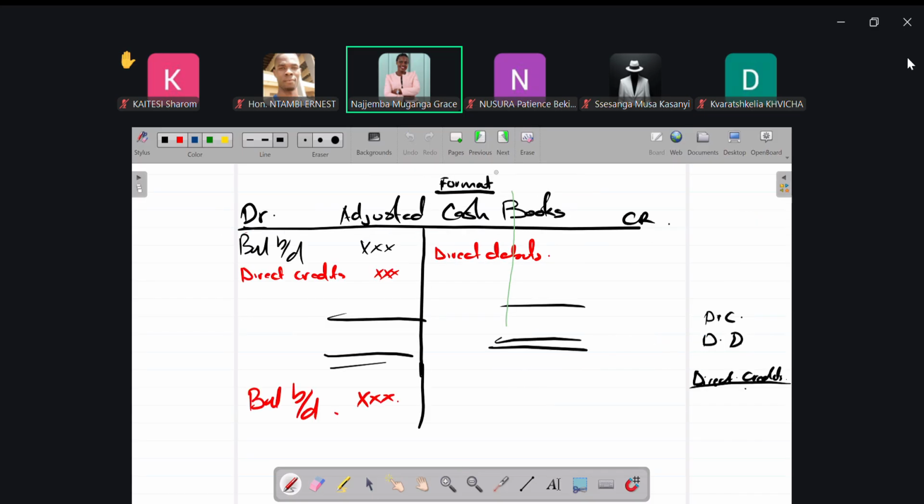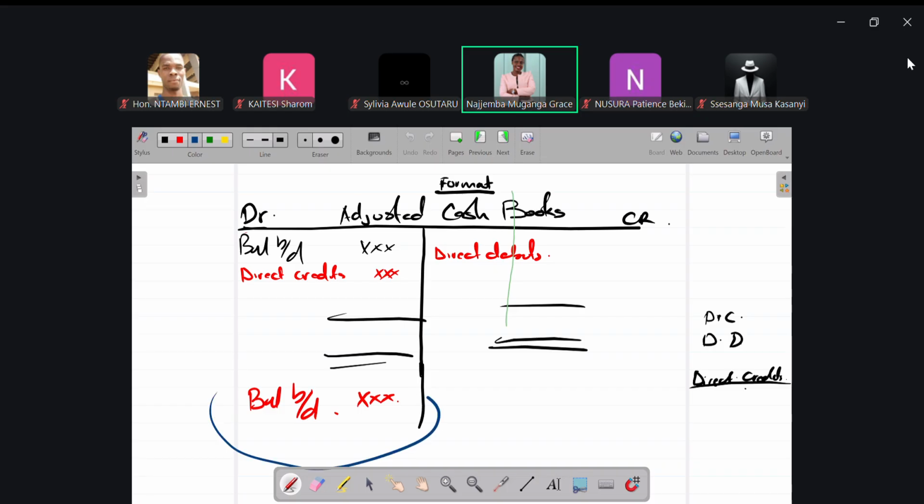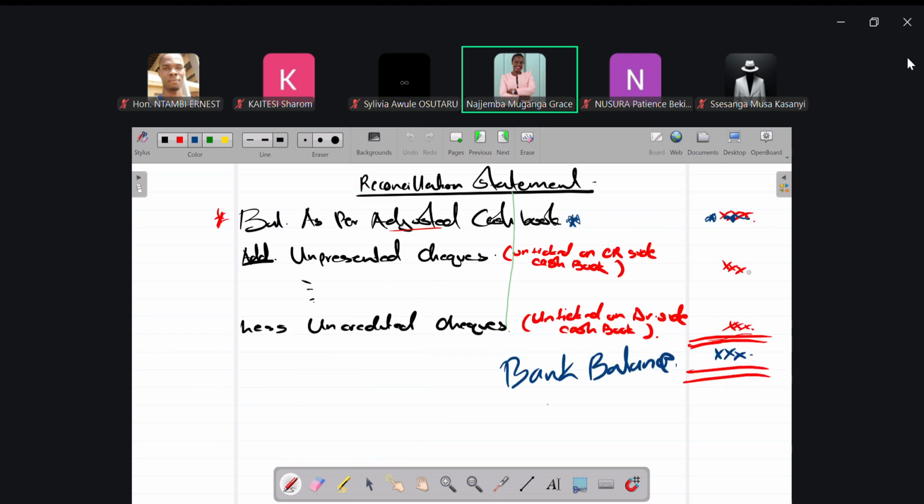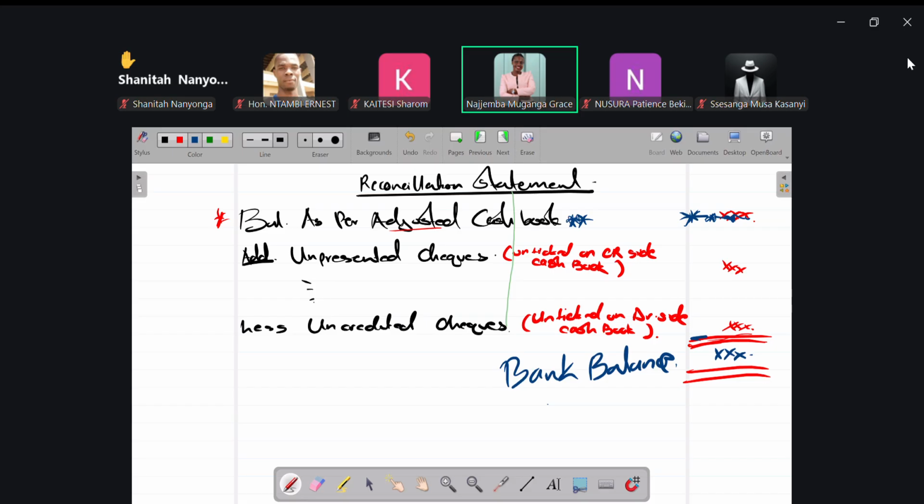So when you balance off this balance as per the adjusted, the new cash book, you had to prepare to remove all the errors, include all the transactions that are supposed to be there, and then you pick the closing balance. So this is the closing balance. Now this is the revised after correcting errors. So it's what we bring here. Then we add back, less, and then we confirm by getting the bank balance. Yes, Shanita.